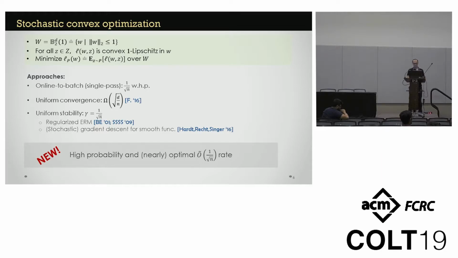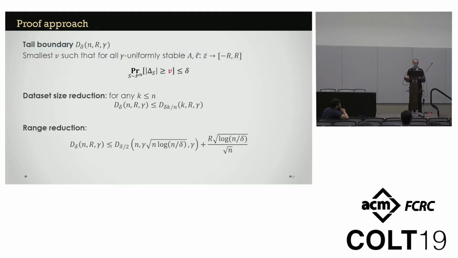I don't have much time to talk about the proof approach, but maybe I should just mention that the reason why it took a while to get to this point is that standard approaches don't work. So we basically had to come up with a new approach for proving concentration. And if you're interested in this topic, you should definitely take a look. I think you'll find it interesting. At a high level, it's based on reducing the bound to itself via various reductions.